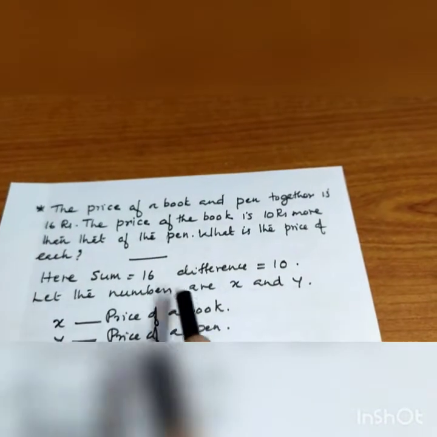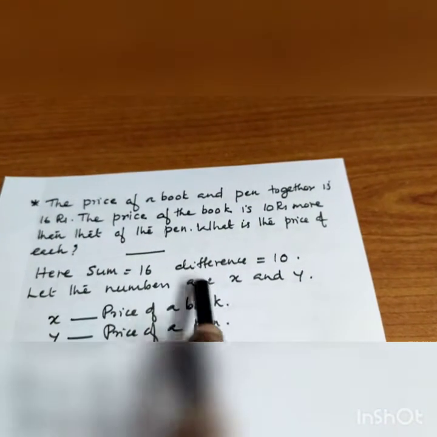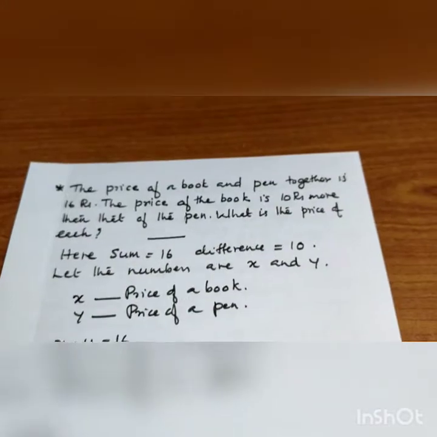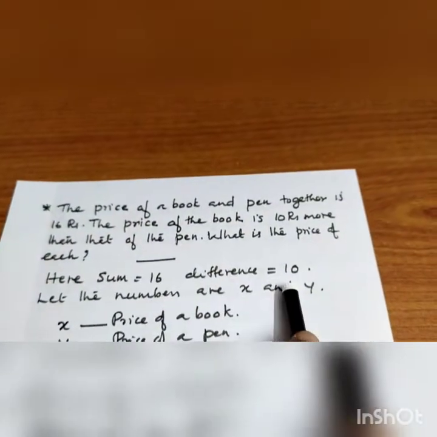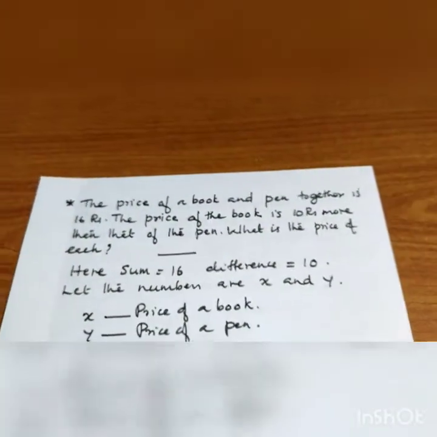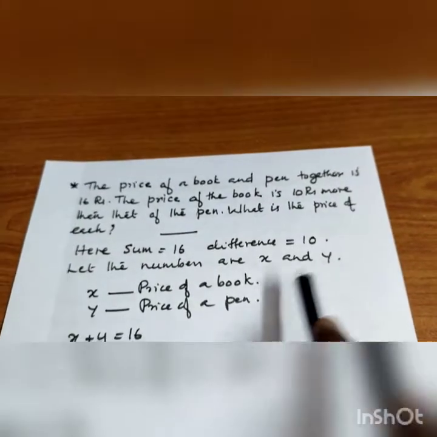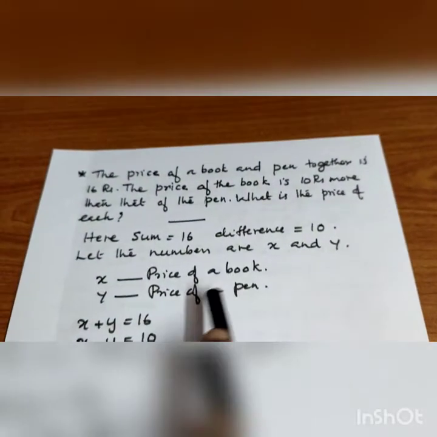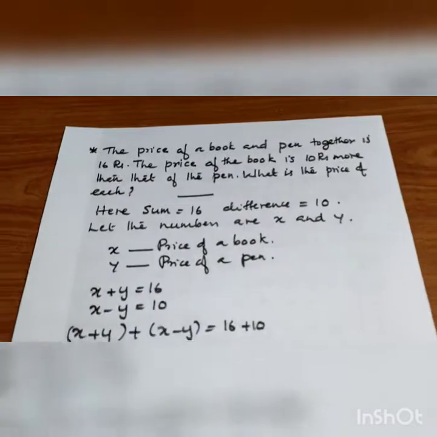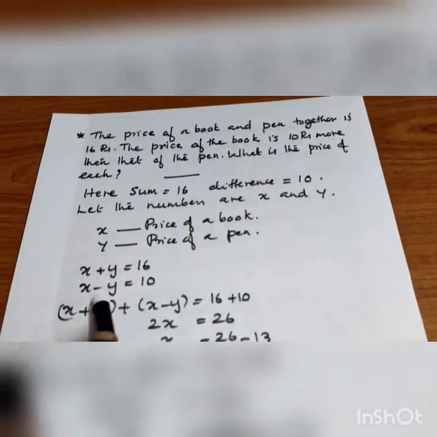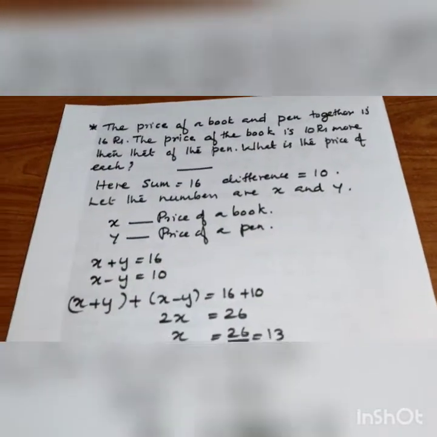And the difference between the book and the pen is 10 rupees. That is the difference, that is 10. Here the sum is 16 and the difference is 10. Let the numbers be x and y. x is the price of the book and y is the price of the pen. x plus y is 16, x minus y is 10, that is given.